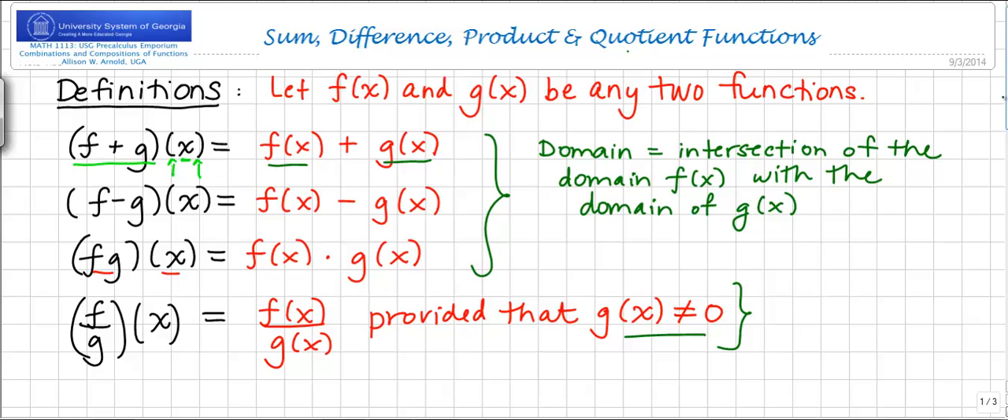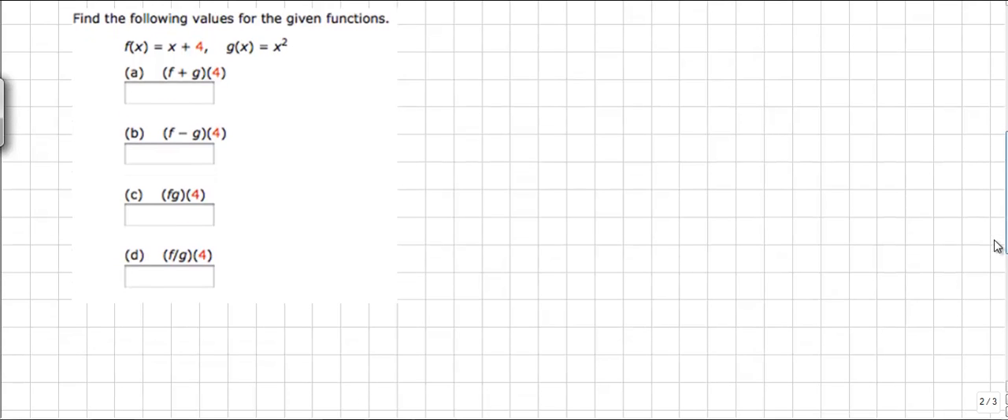Okay, so noting these definitions, let's do the following problem. It says find the values of the given functions. If f of x is x plus 4 and g of x equals x squared, what is f plus g of 4? The best thing we can do is follow our rules. This is defined as f of 4 plus g of 4. And f of 4 is literally 4 plus 4. Do parentheses for emphasis. And g of 4 is literally 4 squared.